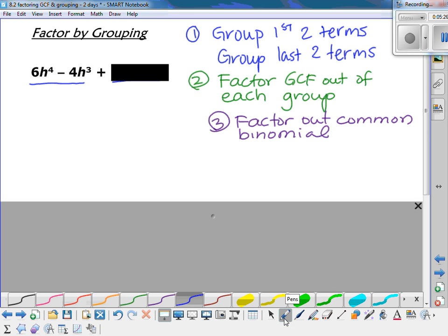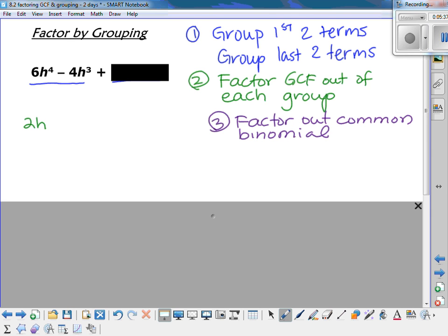If I look and see what the greatest common factor of 6h to the fourth and negative 4h cubed is, what number goes into 6 and 4? 2. And how many h's can I take out? 3 of them. So I'm essentially going to divide both of those by 2h cubed, right? It's okay if you do that in your head if you're comfortable doing that. You don't have to write it down. So how many times does 2 go into 6? 3. And do I have an h left? Yes, I do. And then on the second one, the h's all cancel out, and I'm left with negative 2.